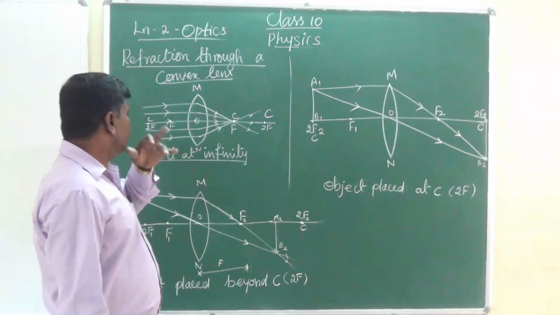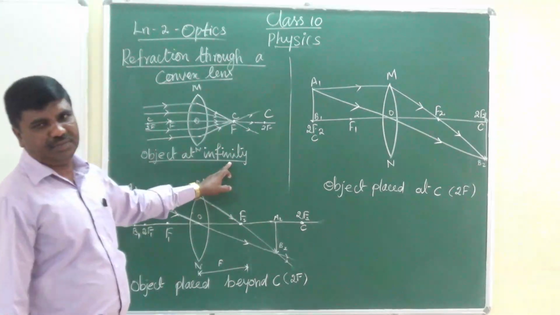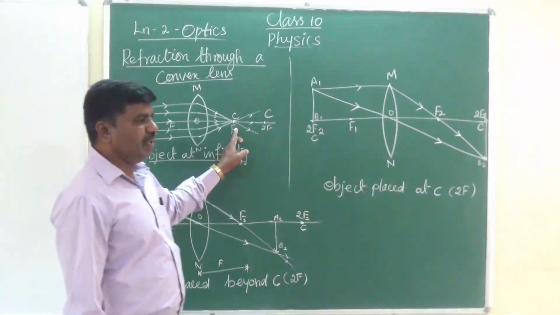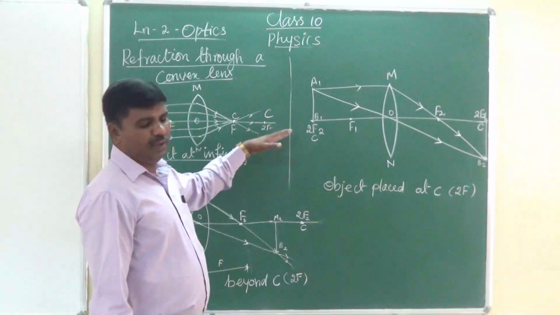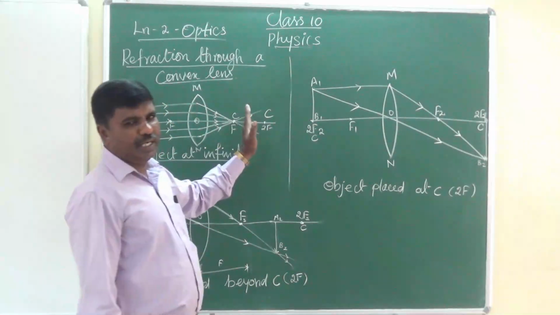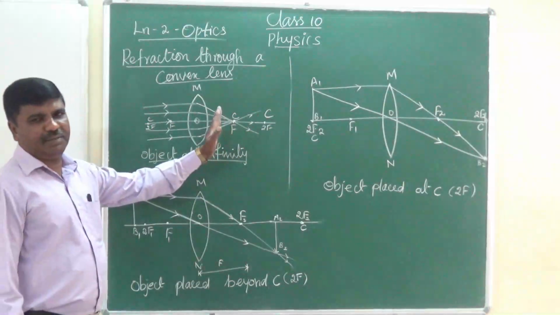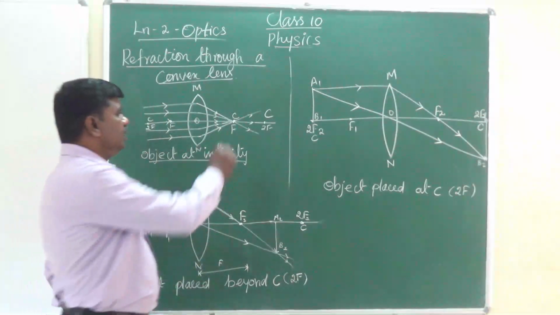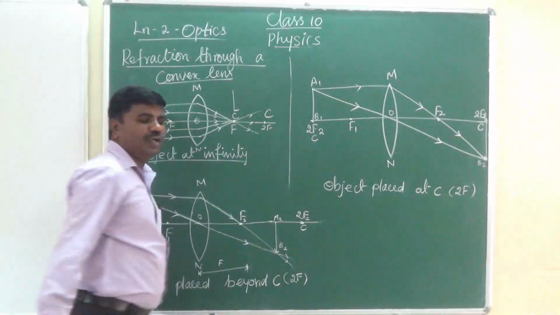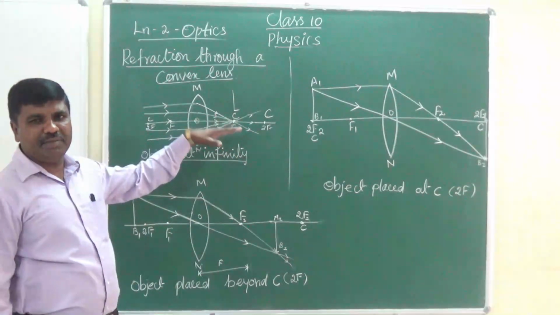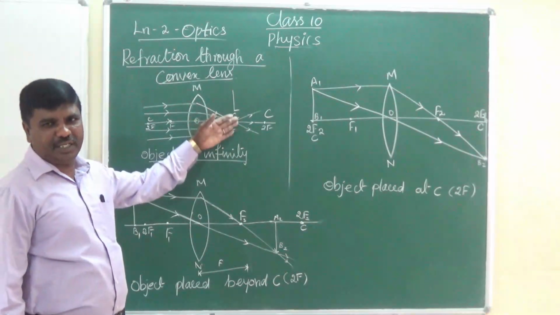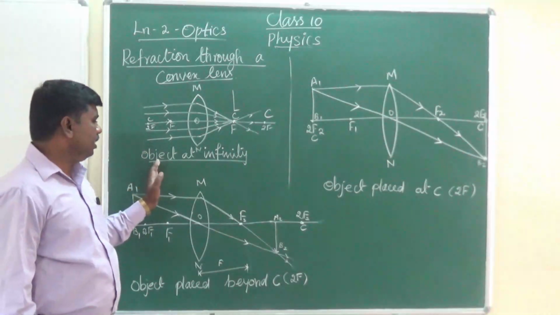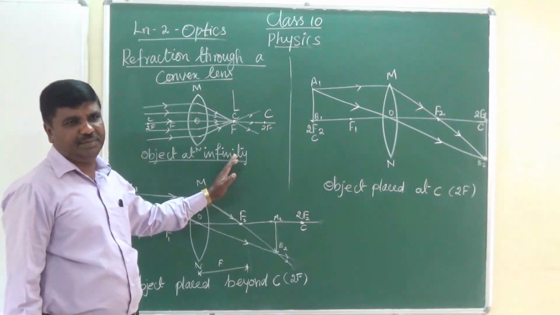When the object is at infinity, after the focal point the rays will go. If you keep a screen, we can see the image on the screen. Suppose the trees or anything are at a far distance. If you keep a screen at the focal point, we can see the real image, but the image will be inverted because we are using a convex lens. So that is the object at infinity.